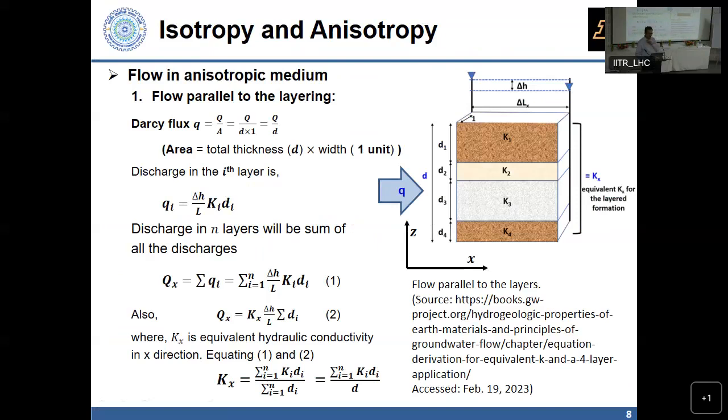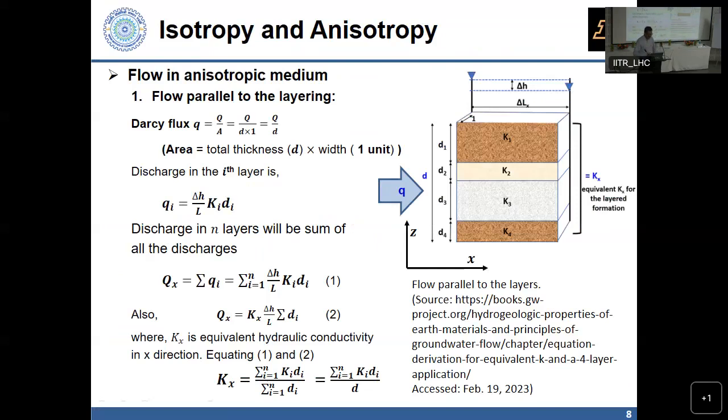In other words, if I were to write Darcy's law for this whole block for flow in the horizontal direction, I would use K sub X as my effective conductivity. So while the aquifer is indeed heterogeneous, with properties changing with depth, if I want to replace them with one effective value, that's what I should do.